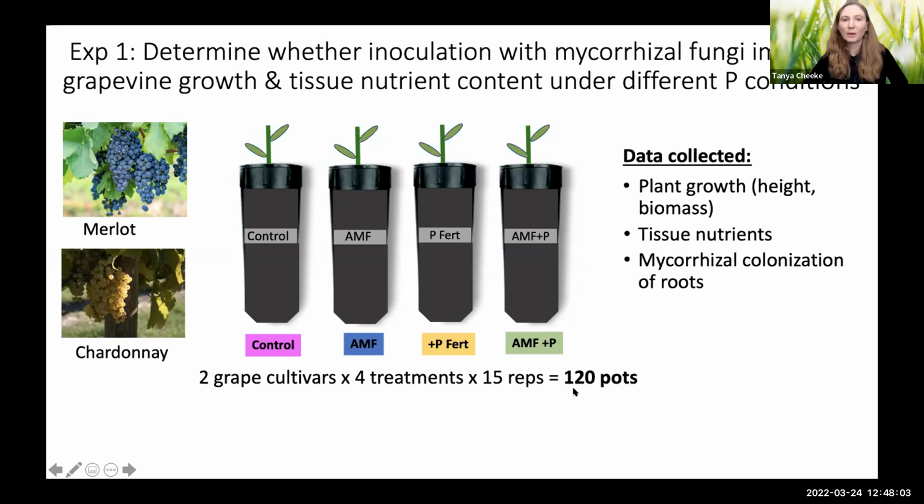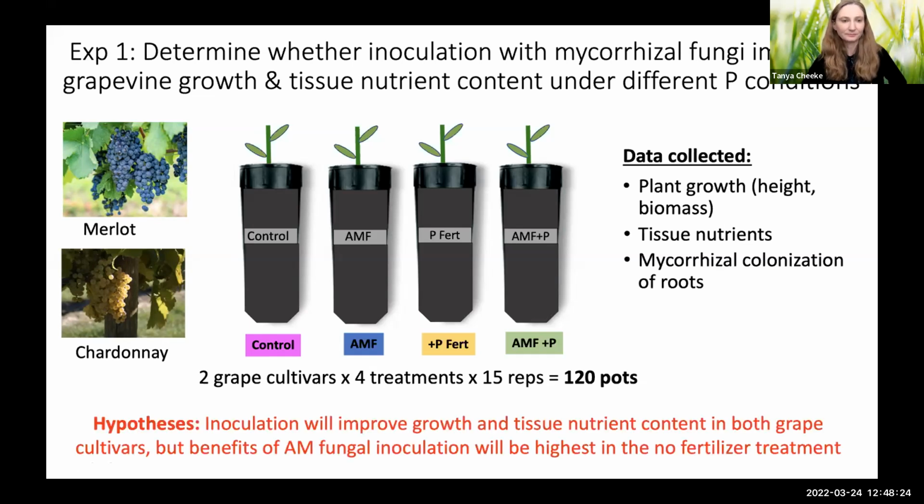And we had 15 replicates, and so there were 120 pots in this experiment. We grew the plants for 5 months in the greenhouse, and we measured plant growth every month. And then at the end, we harvested the plants and separated roots and shoots. And we also collected plant tissue for nutrient content and scored mycorrhizal colonization levels in roots.